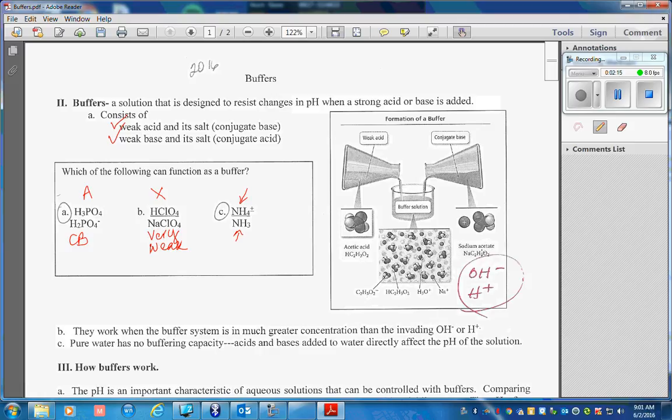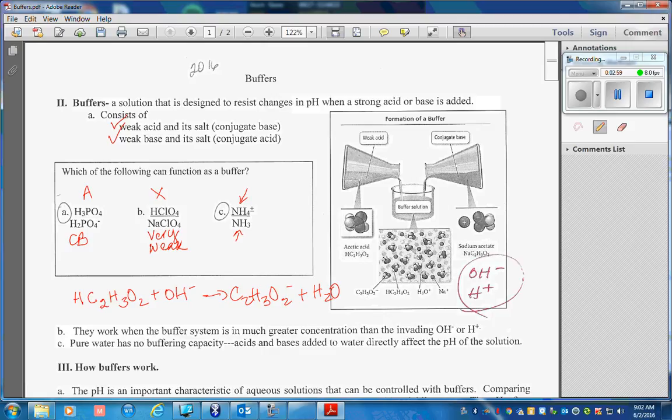The strong base, what we're worried about, is the hydroxide ion. If a hydroxide ion is added to this buffer system, the acetic acid combines with the strong base to make the acetate ion and water. Neither one of these will affect the pH of the solution much.